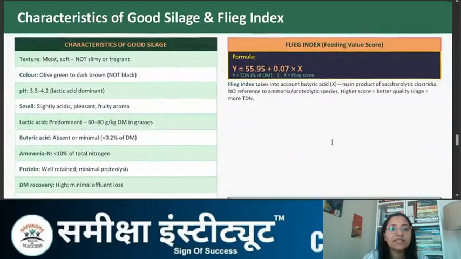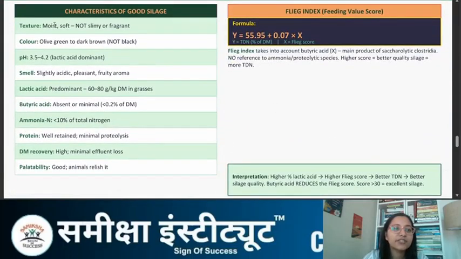So what are the basic characteristics of a good quality silage? The texture will be moist, soft and not slimy. The color should be olive green to dark brown, pH 3.5 to 4.2, and the smell should be slightly acidic, with a fruity, pleasant aroma. Lactic acid should predominate, 60 to 80 grams per kg dry matter in grasses. Butyric acid should be absent or minimal, less than 0.2%. The ammonia nitrogen should be less than 10%. Protein should be well retained with minimal proteolysis. Dry matter recovery should be high, with minimum effluent losses. Palatability should be good because the animals will relish it.